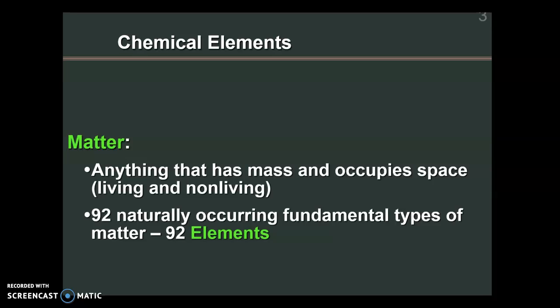Now, when we look at matter, we can break it apart into 92 naturally occurring fundamental types of matter. And these are the 92 naturally occurring elements. So an element is a specific type of matter, and each element has its own properties. Okay, so our bodies are made of matter, but our bodies are not completely the same throughout. We have lots of different parts, and so we can pick apart cells in our body and find the different elements that make us up.